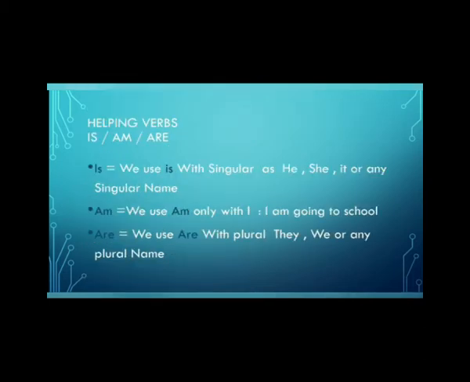Now next we will read helping verbs of present continuous tense. Helping verbs are is, am, are. First, is, we use it with singular, he, she, it, or any singular name. Am we use with I, like a simple example is here, I am going to school. Are we use with plural, like they, we, or any plural name.